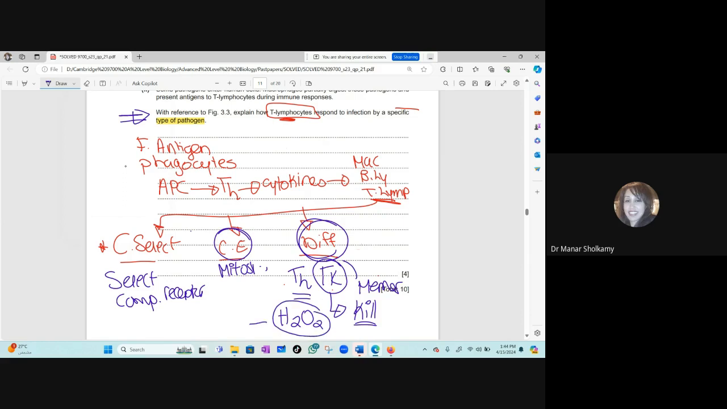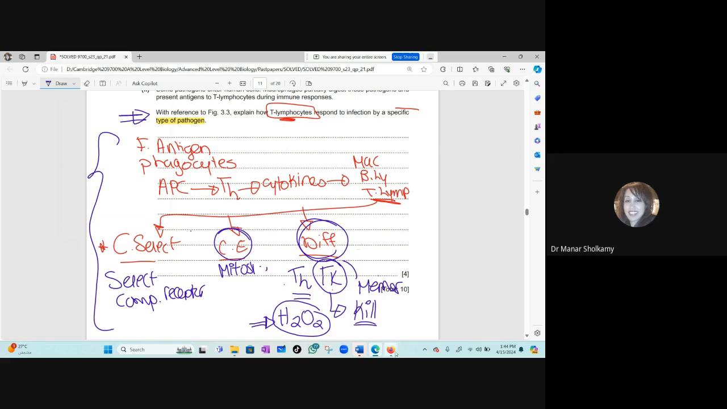Perforin or hydrogen peroxide. They make holes in the cell wall of the pathogen or just kill it directly. This is enough. Okay. Now, this is how you write a nice, organized answer. In the mark scheme, it throws keywords in a very unorganized way, but you have to write it in order. When you come to write it, you have to write it in a proper order.